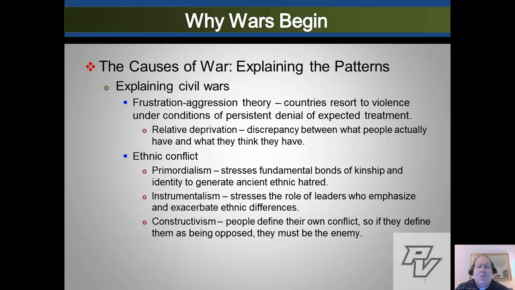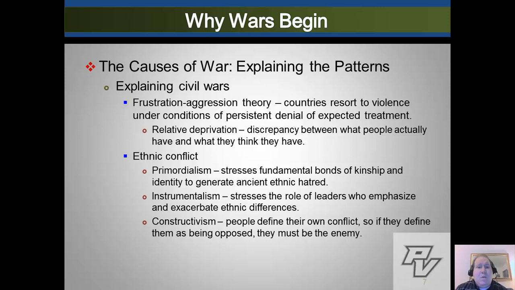Issue number two is the other main pattern in civil war, which is ethnic conflict. Now, it really comes from one of three theories. There's primordialism, which is the idea that fundamental bonds of kinship and identity have been emphasized for years and years and years, and so you have these ancient hatreds for one another that have been bubbling up for generations and centuries. The idea that these two groups were always geared to annihilate one another.